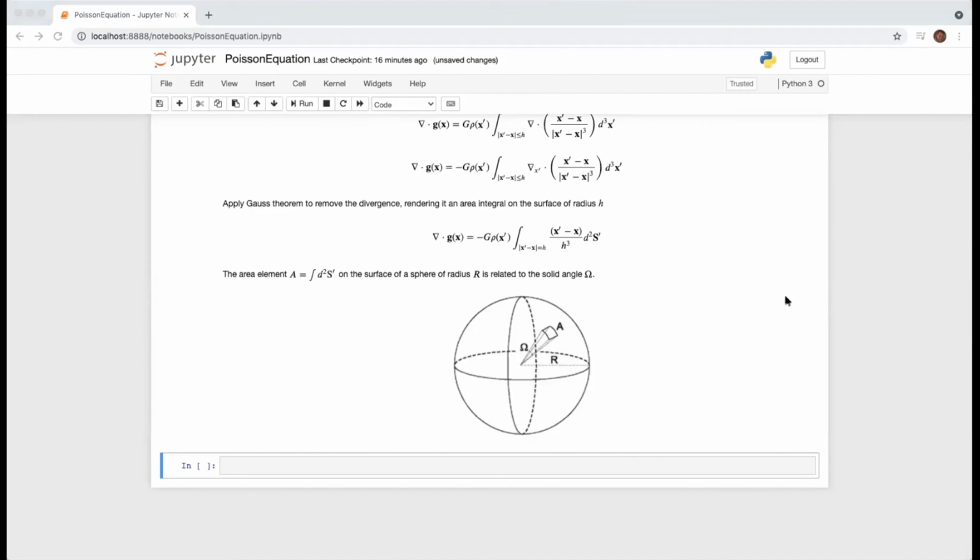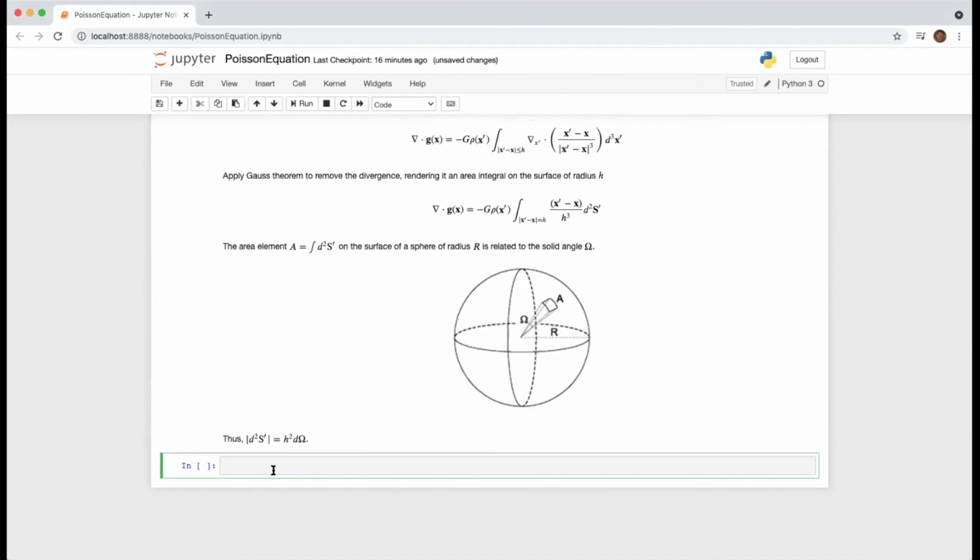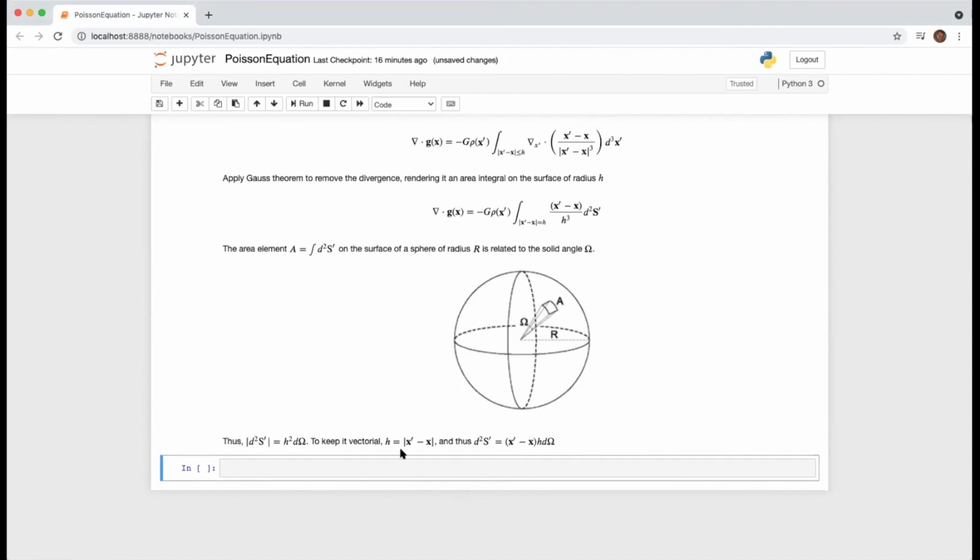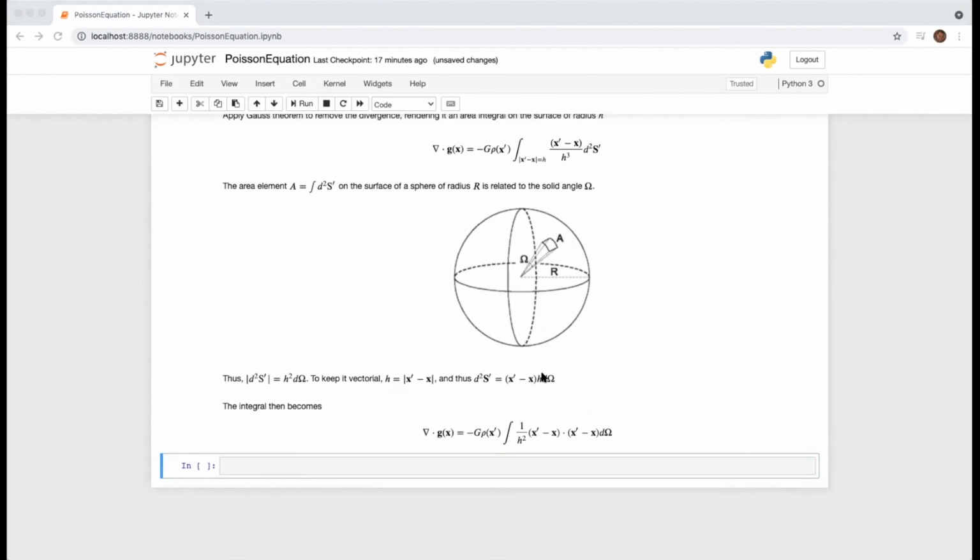For the infinitesimals then, what we have is that the modulus of this infinitesimal of area is h squared. We substitute the radius here by h, d omega. To keep it vectorial, we substitute h by the modulus of x prime minus x, and thus the vectorial of the infinitesimal is x prime vector minus x vector times h times d omega. The integral then becomes, or we cancel this h with the h cube here, becoming h squared. Now this can simplify further because x prime minus x in modulus is h. So here we have h squared is going to cancel with this h.